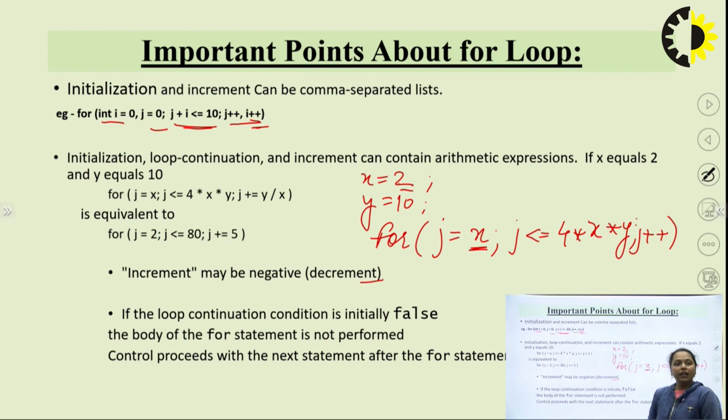Now if the loop continuation condition is initially false, in that particular case the for loop will not execute and control directly comes out of the for loop and goes to the next statement which is present in the normal program sequence.